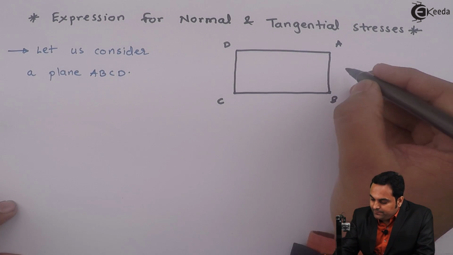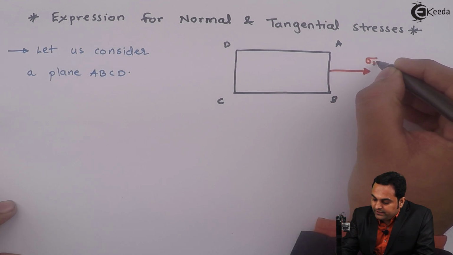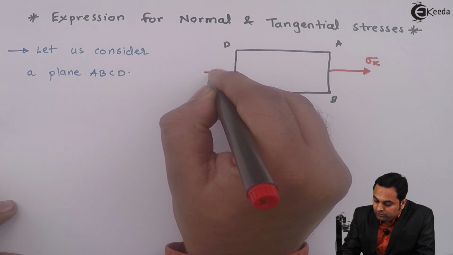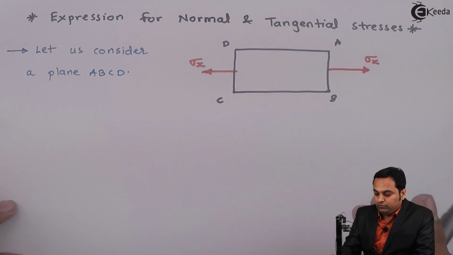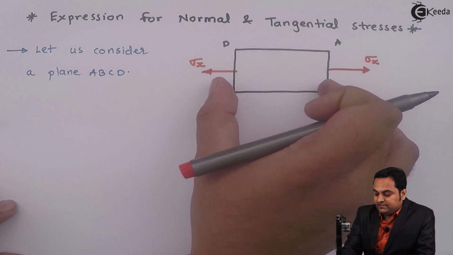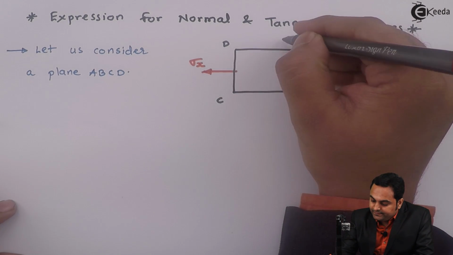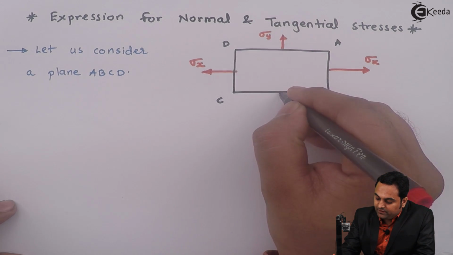So, on AB, here I'll denote stress along x direction. On CD, also stress along x direction. So, because of sigma x, there is tensile stress developed in this plane. Next, tensile stress along y, sigma y.